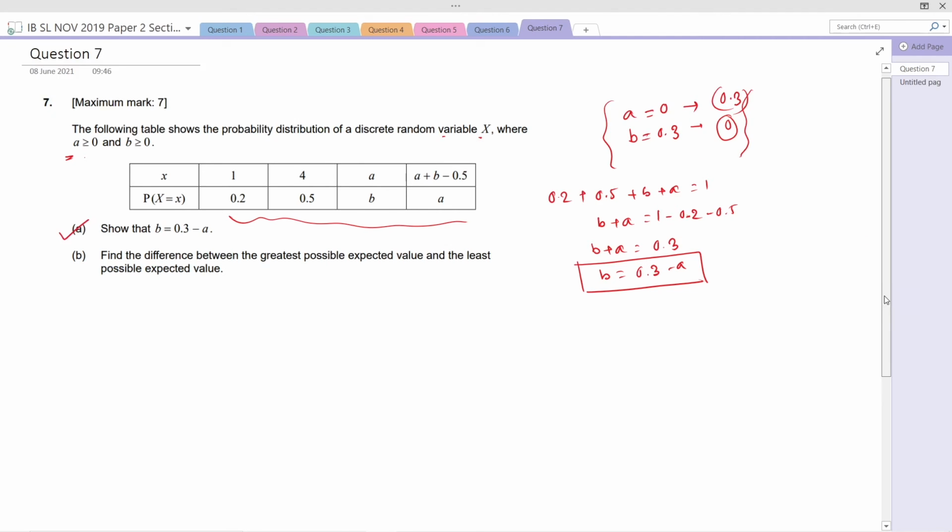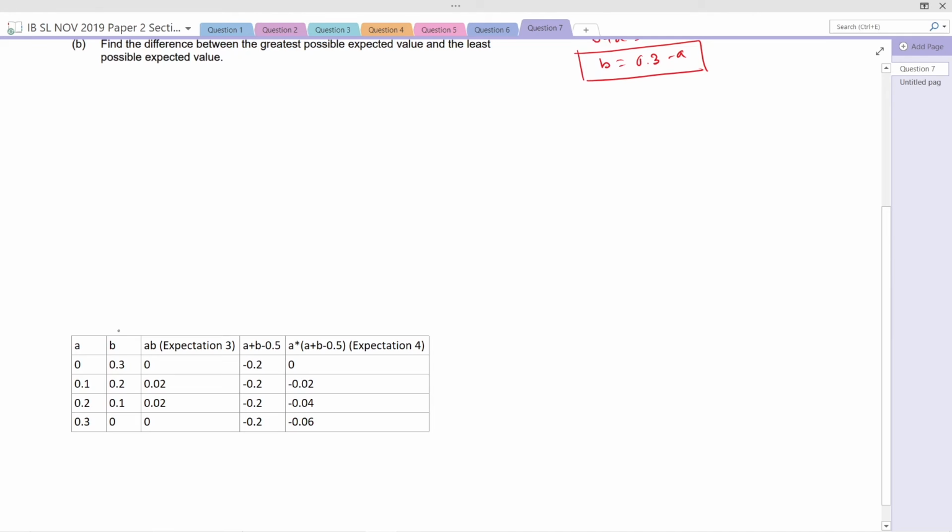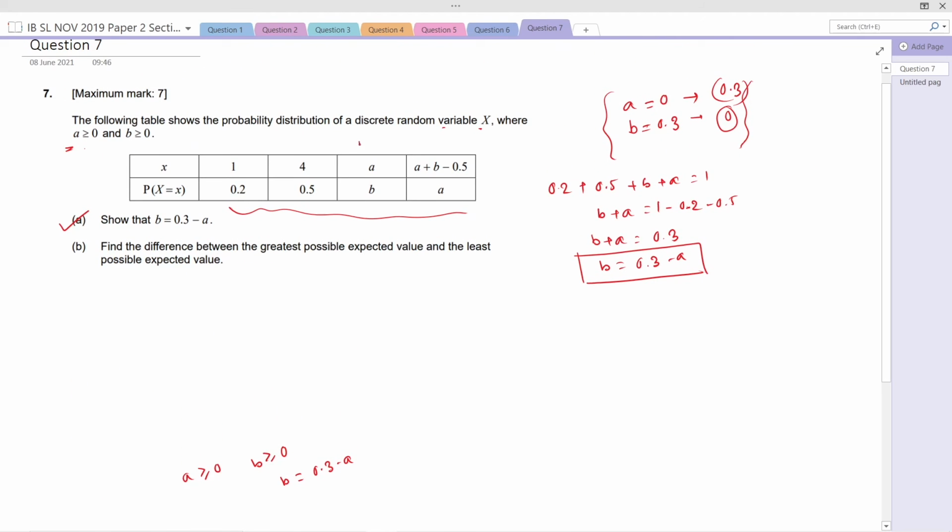You know that the value of a is greater than or equal to 0, the value of b is greater than or equal to 0, but one constraining equation is there, that is b equals 0.3 minus a. Now if the value of a is 0, b is 0.3. If the value of a is 0.1, b is 0.2. If the value of a is 0.2, b is 0.1. If the value of a is 0.3, b is 0. So why is it written as expectation 3? This complete column is expectation 3 and this will be expectation 4.